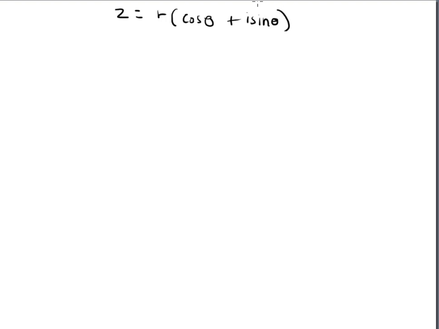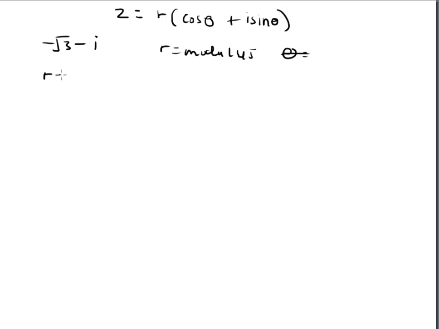Okay, this is the polar form of the complex number. Now, given the complex number negative root 3 minus i, how can we represent this in polar form? The r here represents the modulus, and the theta represents the argument. We already know this. The theta that we will be using in this case is the principal argument. So now let's find the modulus.